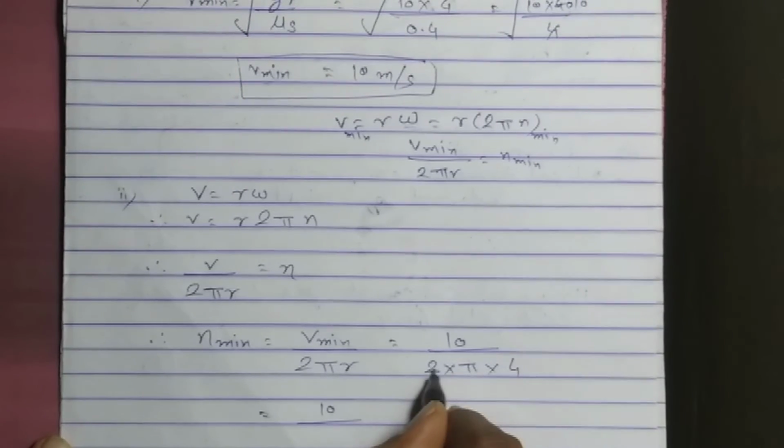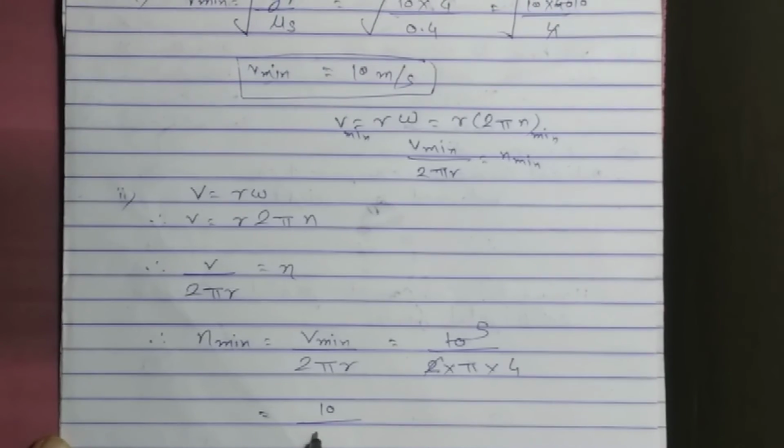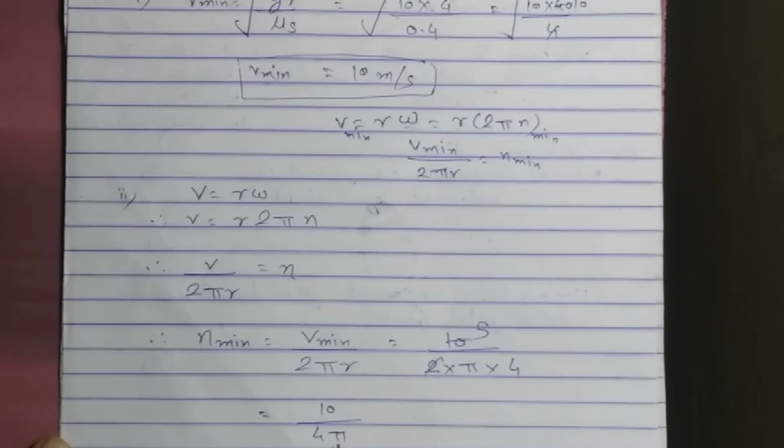4 2s are 8. 2 5s are 10. So 5 by 4, so 5 by 4 pi revolution per second. You can find it out.